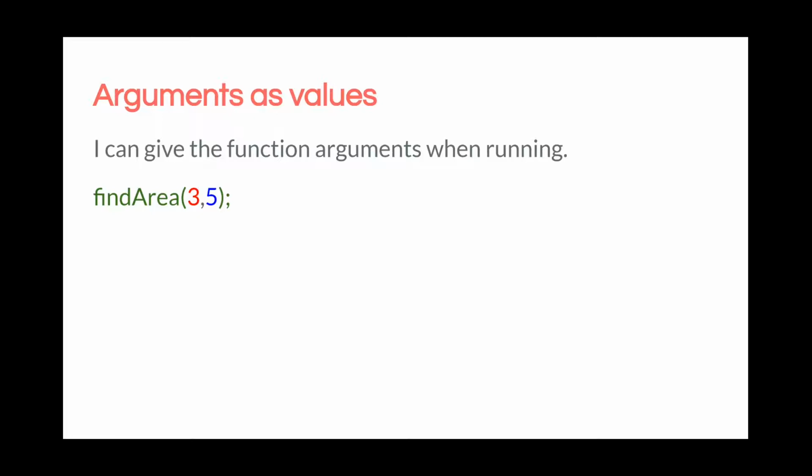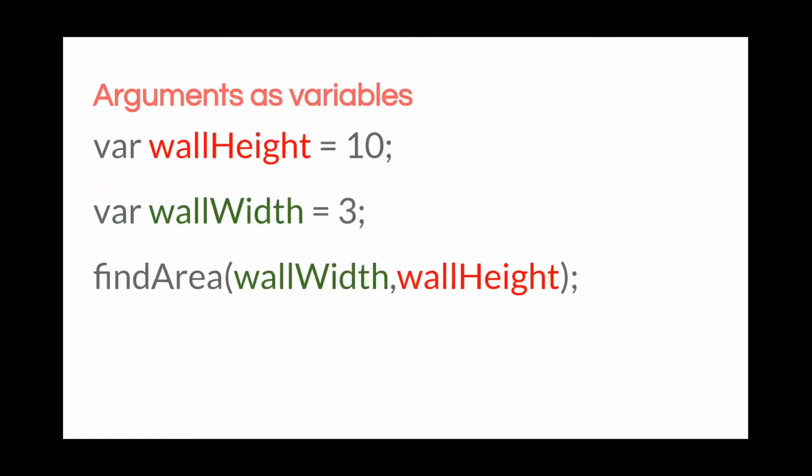So we can give arguments as values. We can say findArea 3, 5. And if you know the code we're working with, it's going to multiply 3 and 5 together. And we can also do arguments as variables. We can say the wall height is 10 and the wall width is 3. And we can do it that way.